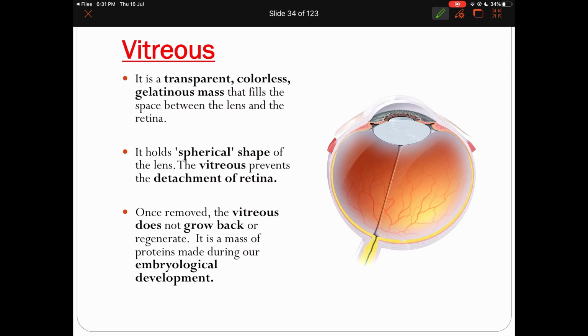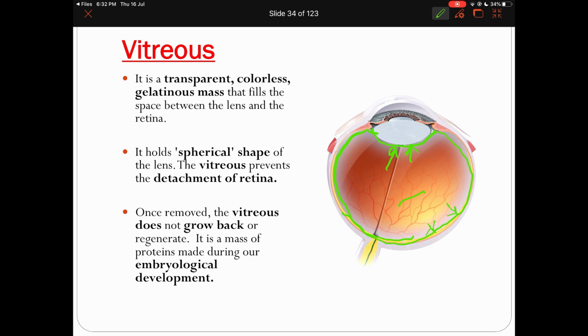Vitreous, we have already told you, is a colorless gelatinous substance that fills the space between the lens and the retina. It fills this gap here. It supports the lens from behind, so the spherical shape of the lens is maintained by this. At the same time, posteriorly it presses on the retina so that the two layers of retina remain in position with each other. When there is vitreous degeneration, the two retinal layers will not be able to touch each other, so they will try to separate from each other. This is called retinal detachment.